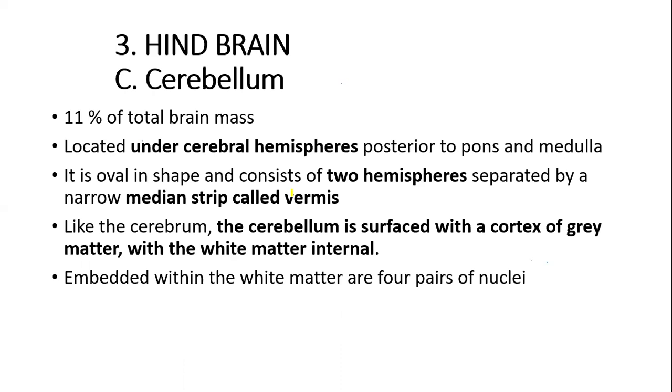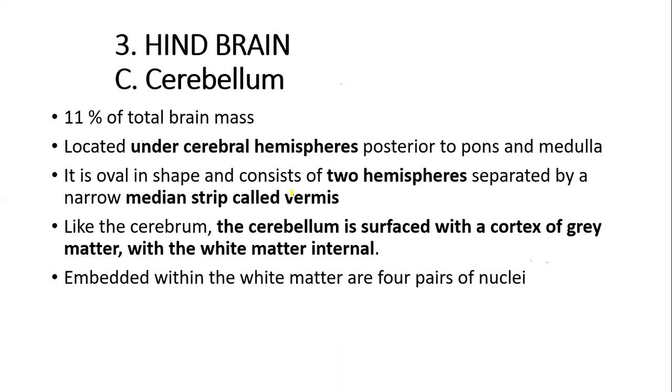Located under the cerebral nucleus, posterior to the pons and medulla, the cerebellum is oval in shape and consists of two hemispheres. As I have said, the cerebrum has two hemispheres, and also the cerebellum has two hemispheres. The temporal lobes are also in pairs. The two hemispheres are separated by a narrow median strip called the vermis.